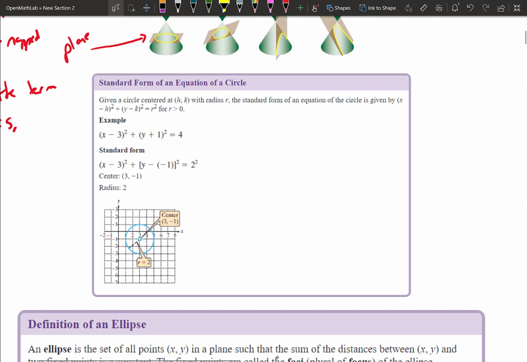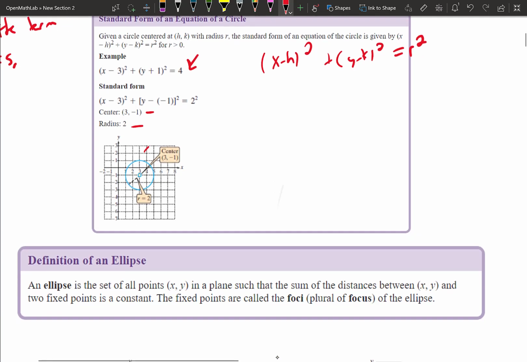So just to review really quick, you should already know the standard form of a circle, right? So if a circle is centered at the point (h, k) with a radius r, then we get the equation (x minus h) squared plus (y minus k) squared equals r squared, right? So here's an example of the equation, and we can see the center and radius, and there's a graph. Pretty easy, right? So that should all be review.